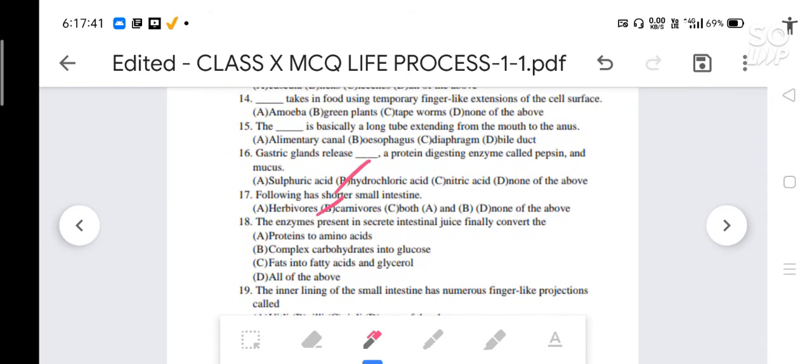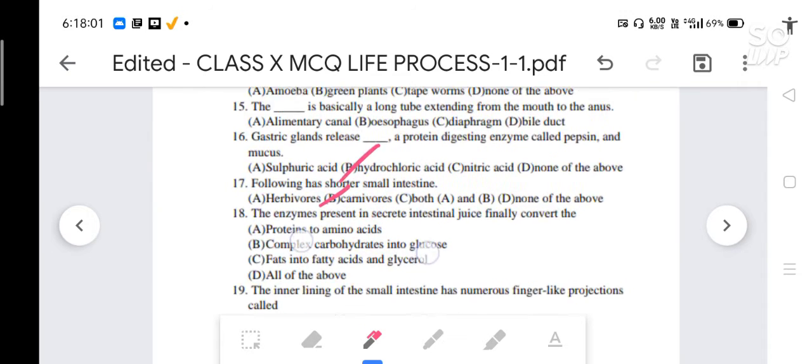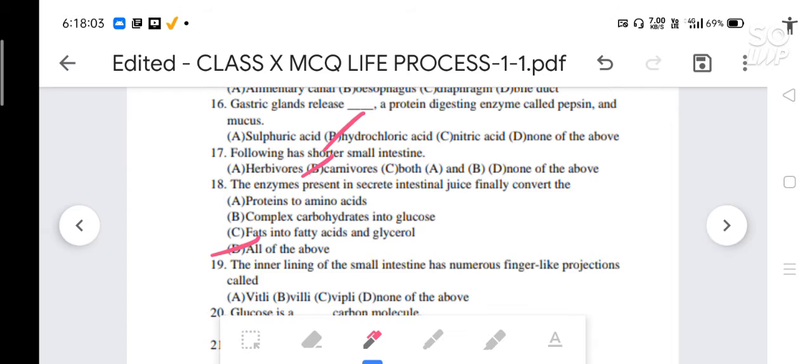Moving on to the 18th number, the enzyme present in the secreted intestinal juice finally converts proteins, fats and carbohydrates. They are present in our body. Protein converts to what? Amino acid. Carbohydrate converts to what? Starch or glucose. Fat converts to fatty acid and glycerol. So the correct option is all the above.